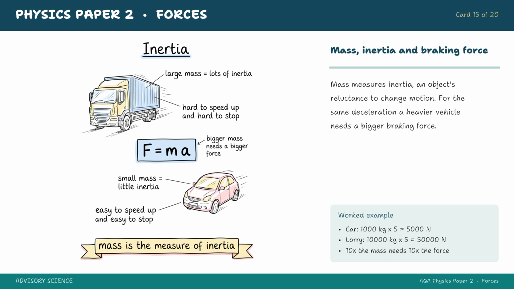But a heavy lorry has a mass of 10,000 kilograms. You multiply 10,000 by 5. The lorry needs 50,000 newtons of force. Because the lorry is 10 times heavier, the mass proves it needs 10 times more braking force to slow down at the same rate. In the exam, if the lorry is overloaded with cargo, its mass increases, and that means it needs even more braking force to stop.